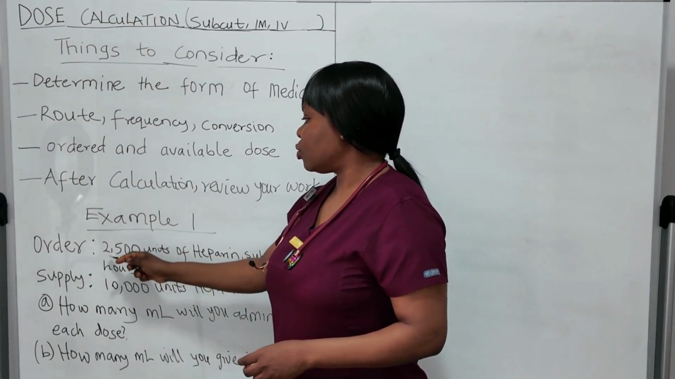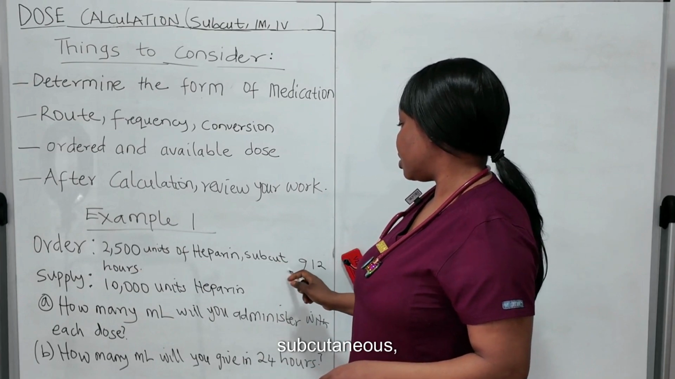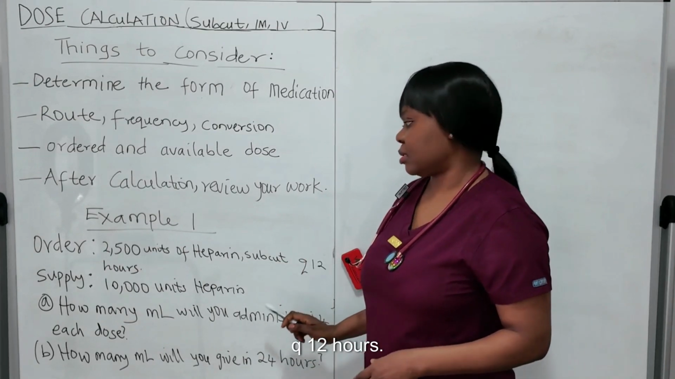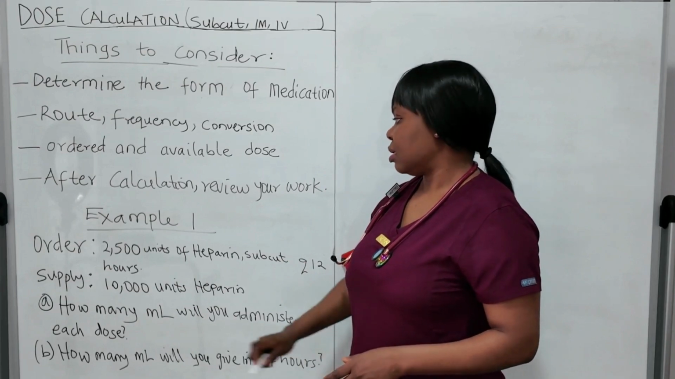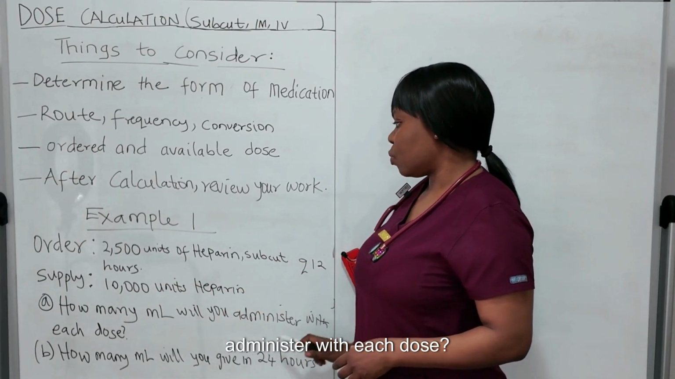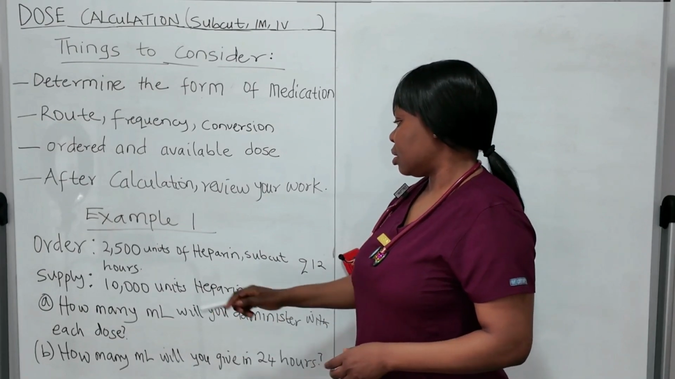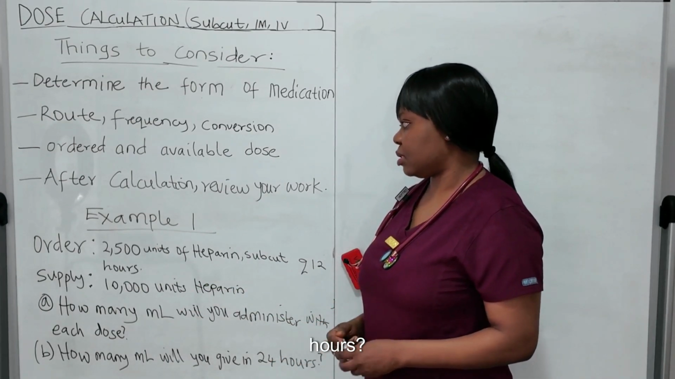The order says 2,500 units of heparin, subcutaneous, Q 12 hours. Supply is 10,000 units heparin. Question A says, how many ml will you administer with each dose? And question B says, how many ml will you give in 24 hours?